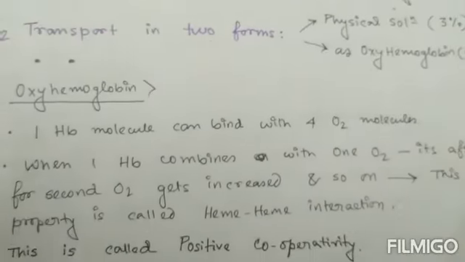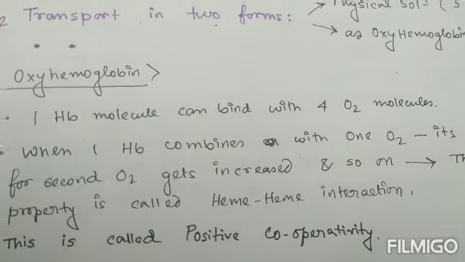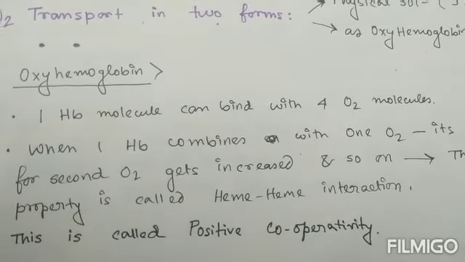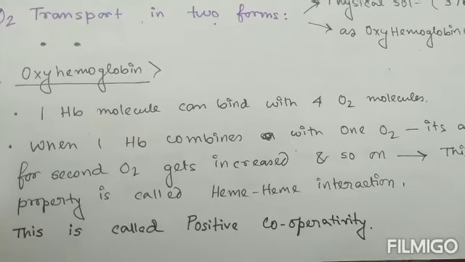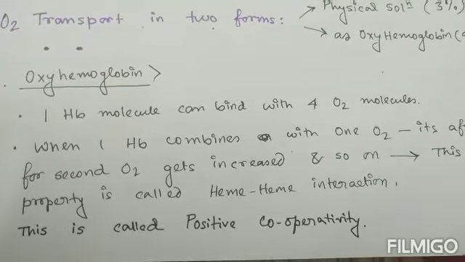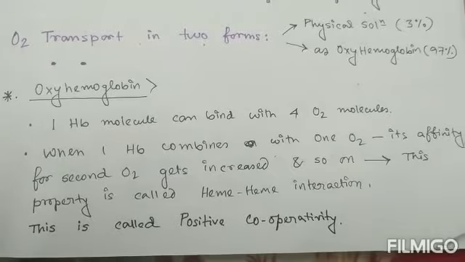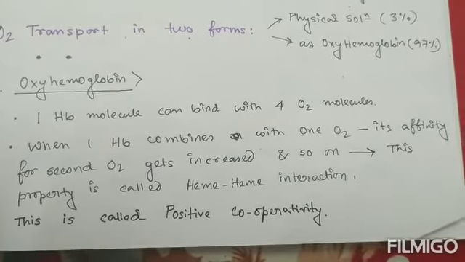So coming to the oxyhemoglobin part, as the name suggests, this is the bound form with hemoglobin, and one hemoglobin can bind with 4 oxygen molecules. And there is an interesting fact that when one hemoglobin combines with one oxygen molecule, its affinity for the second oxygen gets increased, and so on.